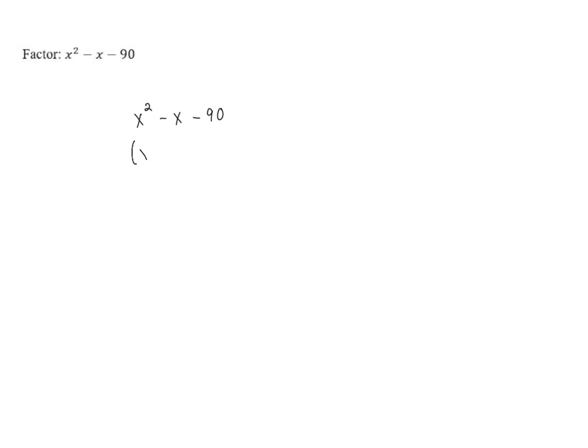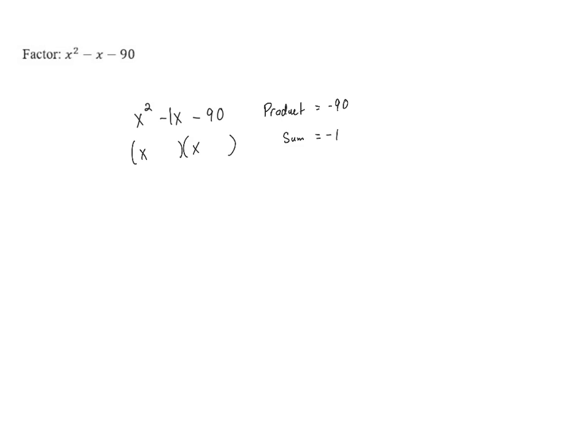So we want to factor this as a product of 2 binomials that each start with x, and we need to find the constant terms, but we know a couple of things about them. We know that their product is going to be negative 90, and their sum is going to be negative 1, because the coefficient on that middle term is negative 1. Negative x is negative 1x. So we need 2 numbers that have a product of negative 90 and a sum of negative 1.